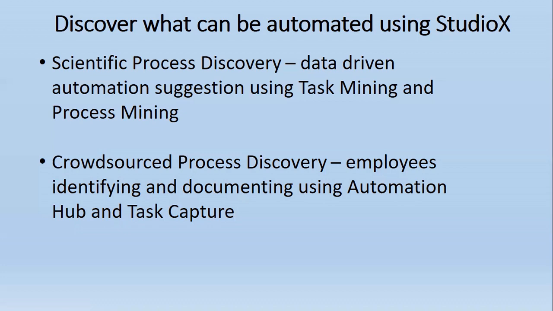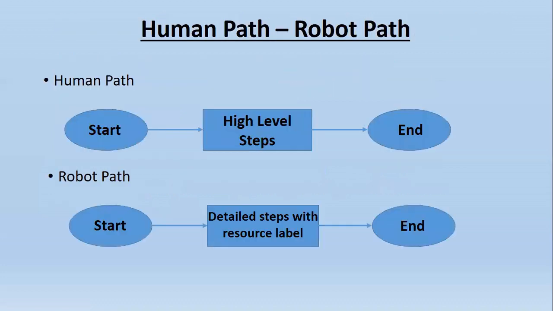Now moving further, we have human path and we have robot path. These two terminologies are related to StudioX or to the Citizen Developer. The human path is the steps or activities that we perform in order to complete that particular process. It's very high-level steps. We start by clicking somewhere, by opening some application, and then we end it by sending mail or storing the data somewhere. So that's the human path.